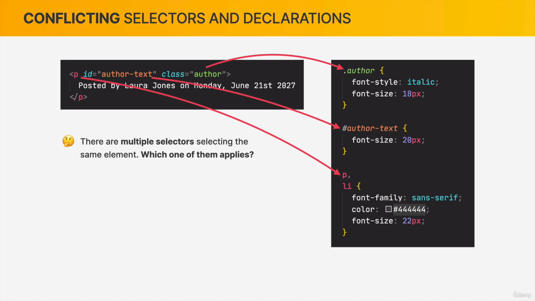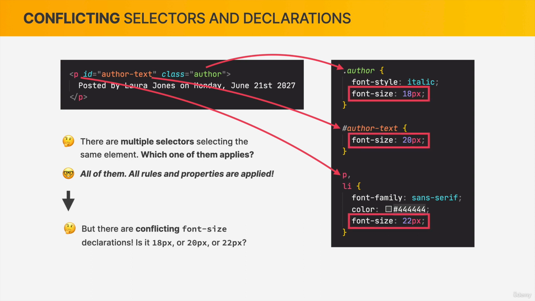Well, the answer to that is actually that all of them apply. So all rules and all the properties that are in the rules are applied to this element. However, if we take a close look, we can see that there are conflicting font size declarations, right? So in the first one, it says the font size should be 18, then 20 pixels, and then 22 pixels. So which of those is it going to be? Will it be 18, 20, or 22 pixels? Well, let's learn what rules CSS applies in order to resolve conflicting declarations like this one.